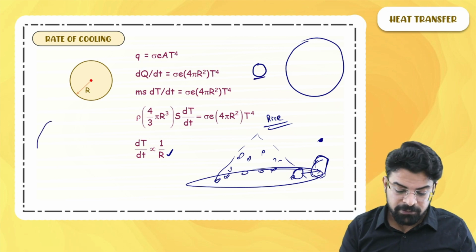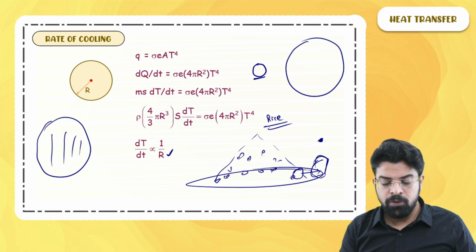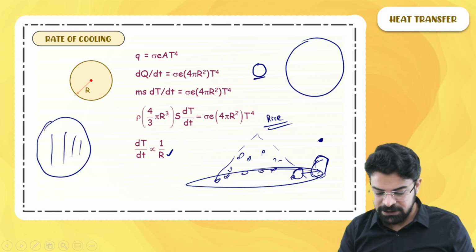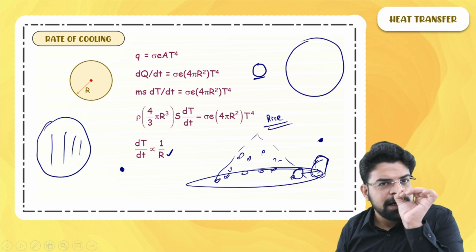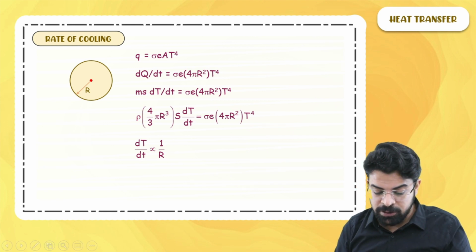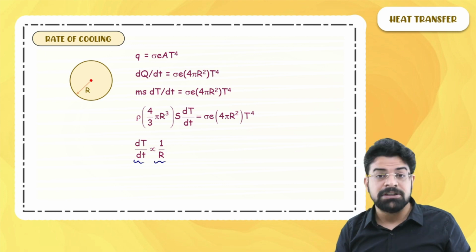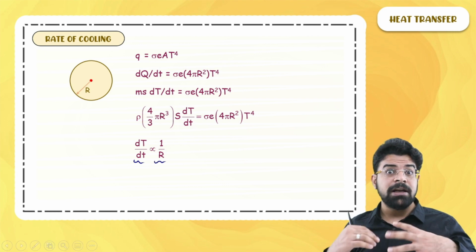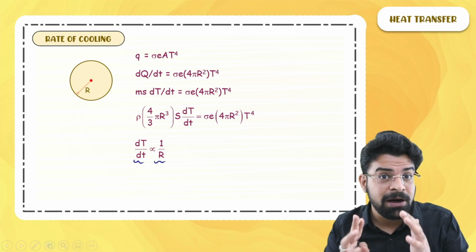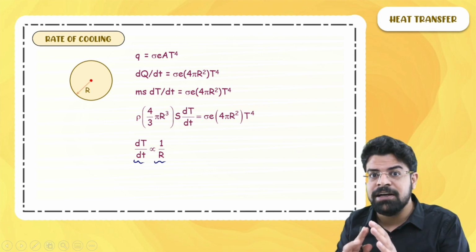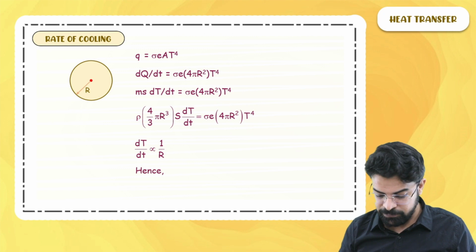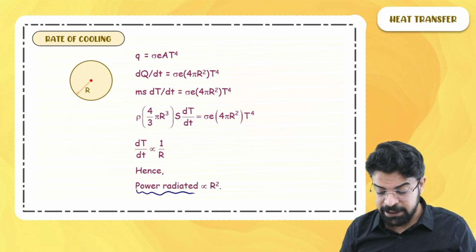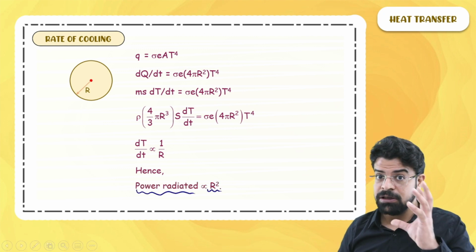So if you have a whole blob of hot steamed rice, and only a small grain, then the small grain will have a smaller radius and hence it will cool down faster. So remember that the rate of cooling is inversely proportional to radius. The greater the radius, the slower the rate of cooling; the smaller the radius, the faster the body cools down. Hence we can say the power radiated is proportional to r square for a spherical object.